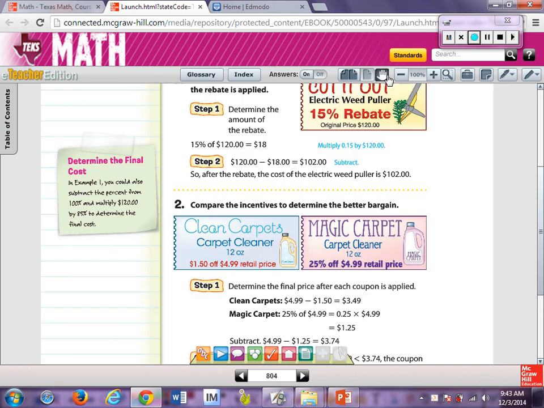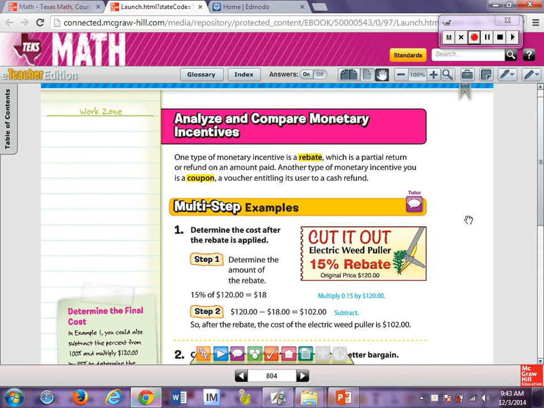Now, beginning on the top of page 804, we have analyze and compare monetary incentives. That means we're going to get different kinds of sales, deals, discounts, whatever it is, and we need to compare to figure out which one is the better buy when we're buying stuff. So one type of monetary incentive is a rebate, which is a partial return or refund on an amount paid. Usually with rebates, they're a great deal, but most rebates you have to mail them in and you get your money back later. But either way, that's still money in your pocket that you didn't have before. So rebates are a great thing to have whenever you get a chance.